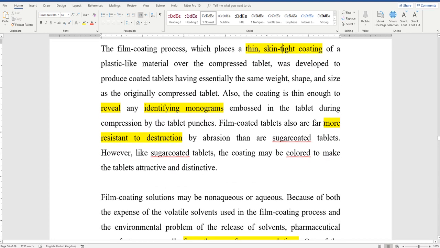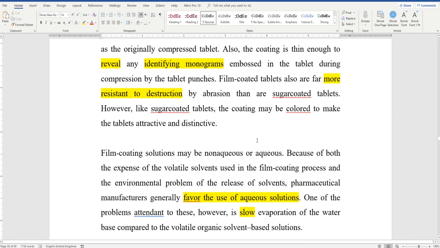As I told you, film coating can give the tablet durability and it becomes more resistant to destruction if you compare it to sugar coated tablets.